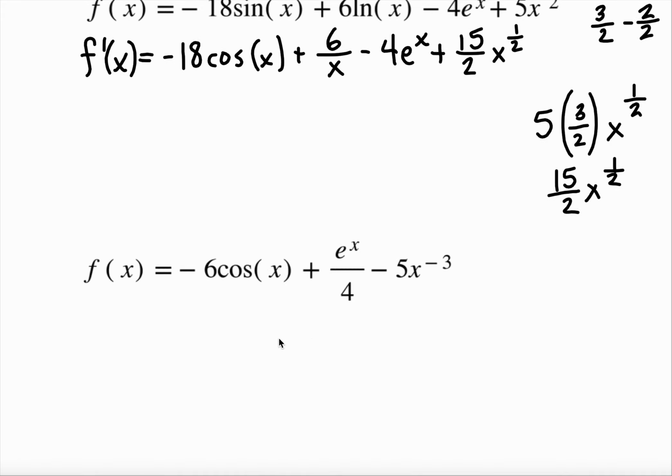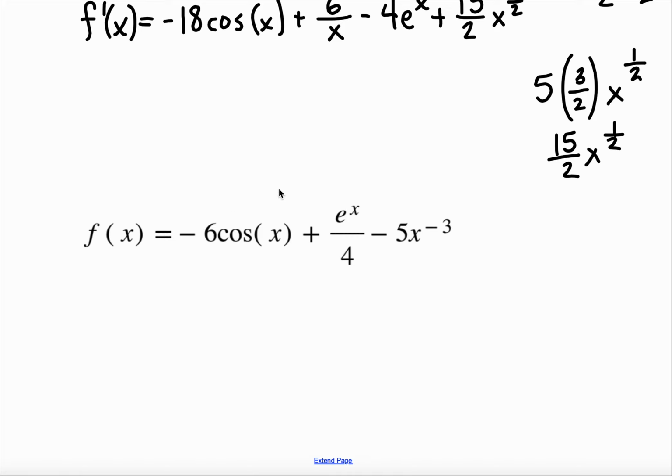Okay, let's look at one last one here. So we have two special cases here, and then we have the power rule, but with a negative exponent. Okay, so this first one is negative 6 cosine of x, so that's going to turn positive, because remember, the derivative of cosine of x is negative sine of x. So that's going to be positive 6 sine of x.